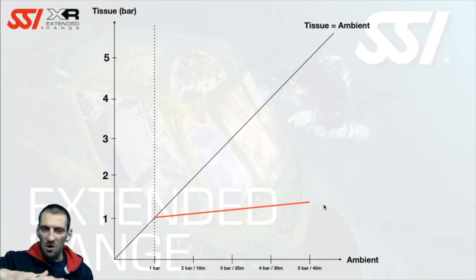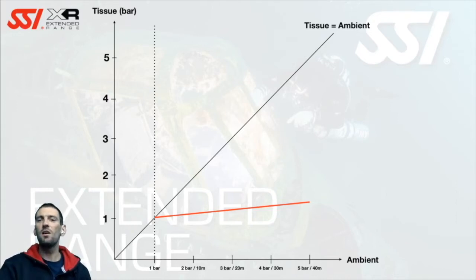His buoyancy is perfect. His trim is perfect. So he doesn't change the ambient pressure at all. So now his ambient pressure will not change. But what will change is Adam's tissue loading, because now he is here.